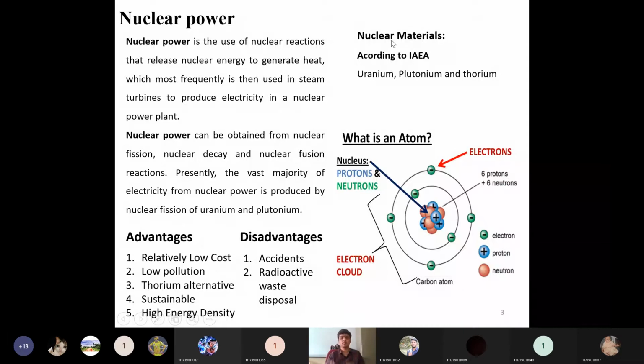Then the nuclear materials. What are the nuclear materials which are available? According to the IAEA, I already told you, the International Atomic Energy Agency, which is in Vienna, Austria, the nuclear materials are nothing but uranium, plutonium, and thorium.